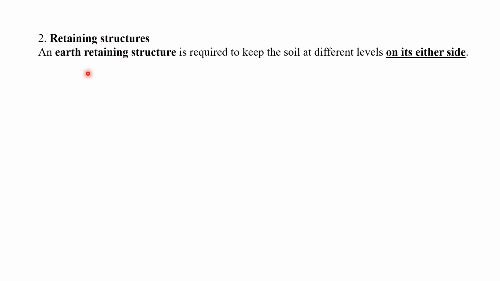We shall see the next point, the retaining structure. This is also a civil engineering structure. What it says is that an earth retaining structure is required to keep the soil at different levels on either side.